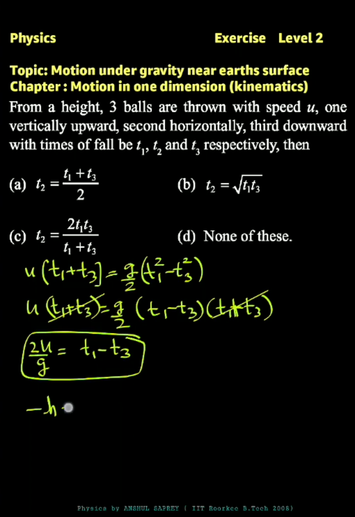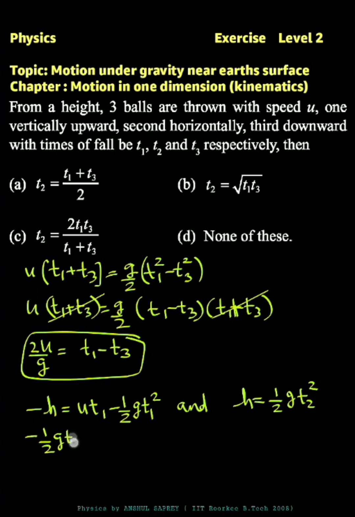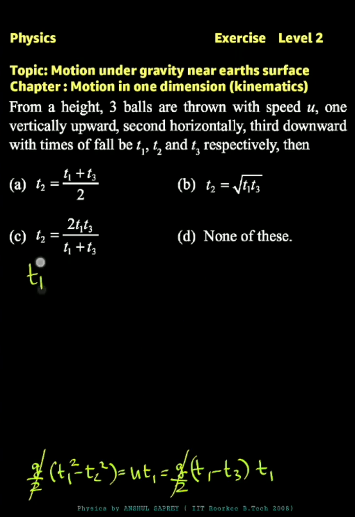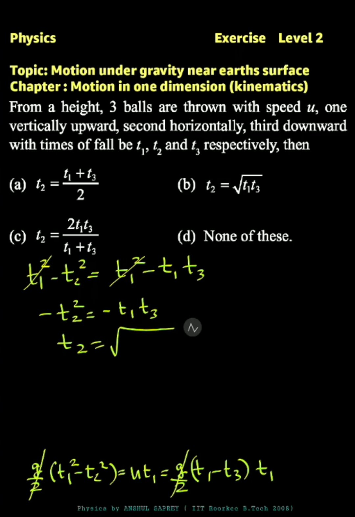Now using minus h is equal to ut1 minus half g t1 square and h is equal to half g t2 square, we can say minus half g t2 square is equal to ut1 minus half g t1 square, or g by 2 into t1 square minus t2 square is equal to ut1. Substitute the value of u, we'll get g by 2 into t1 minus t3 into t1. So t1 square minus t2 square is equal to t1 square minus t1 t3. So minus t2 square is equal to minus t1 t3, or t2 is equal to square root of t1 t3.